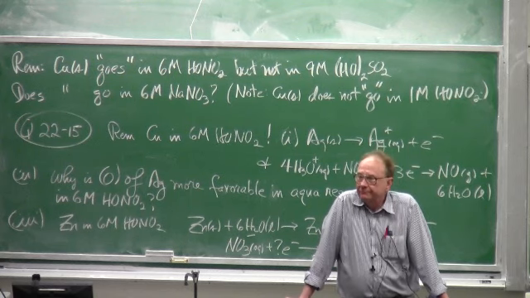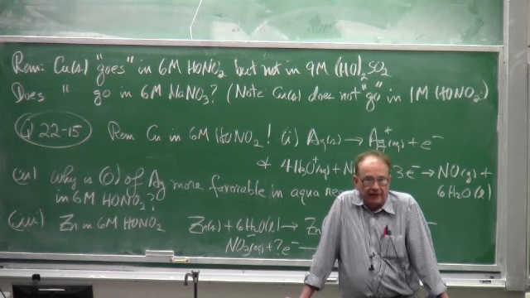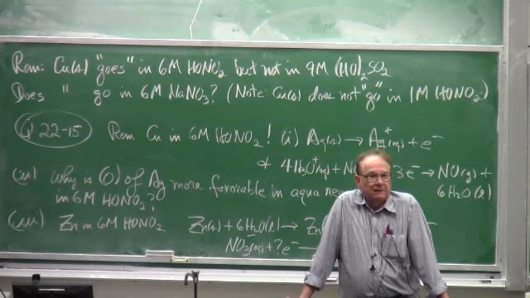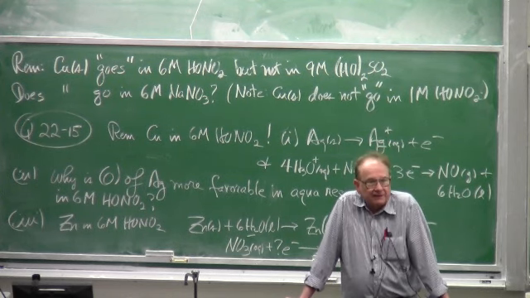So, from this we can decide that it must be concentrated nitrate ion which is doing the oxidation of copper, or concentrated nitrate ion supported by concentrated hydronium ion. Why is that a possibility?